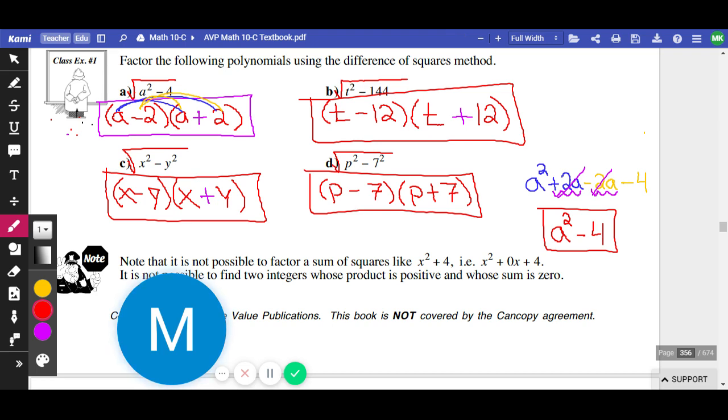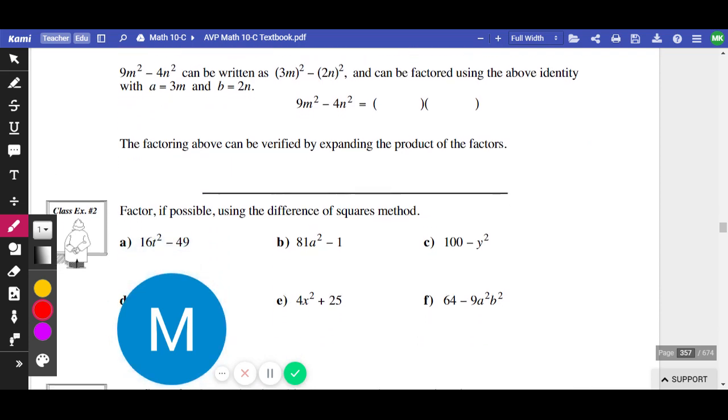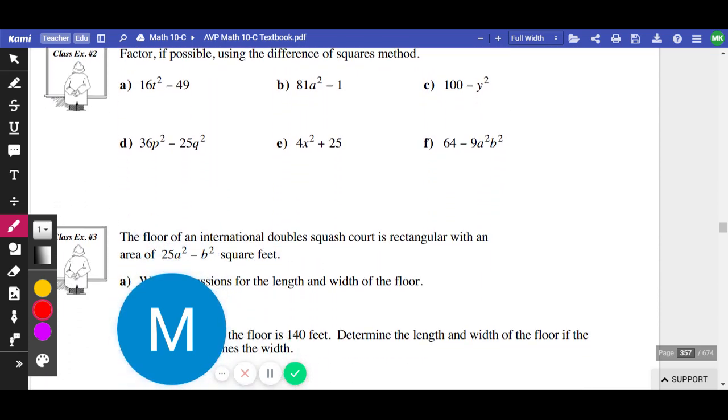Awesome. We're going to look at a few harder ones, because it does get a little trickier than that. We're going to scroll down past those to these guys. That's example 2. Factor, if possible, using the difference of squares method. All right. Look at A. That's a lot harder than any one we've seen before. There's extra numbers in there, right? We're not used to that.